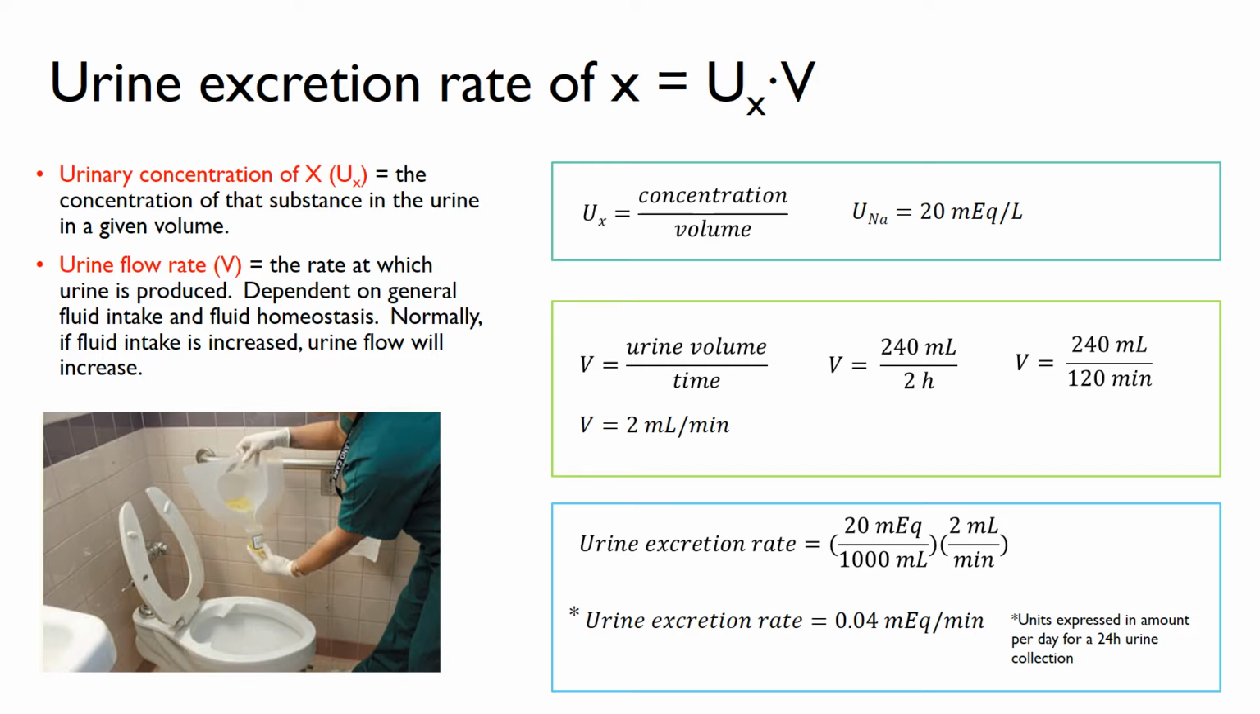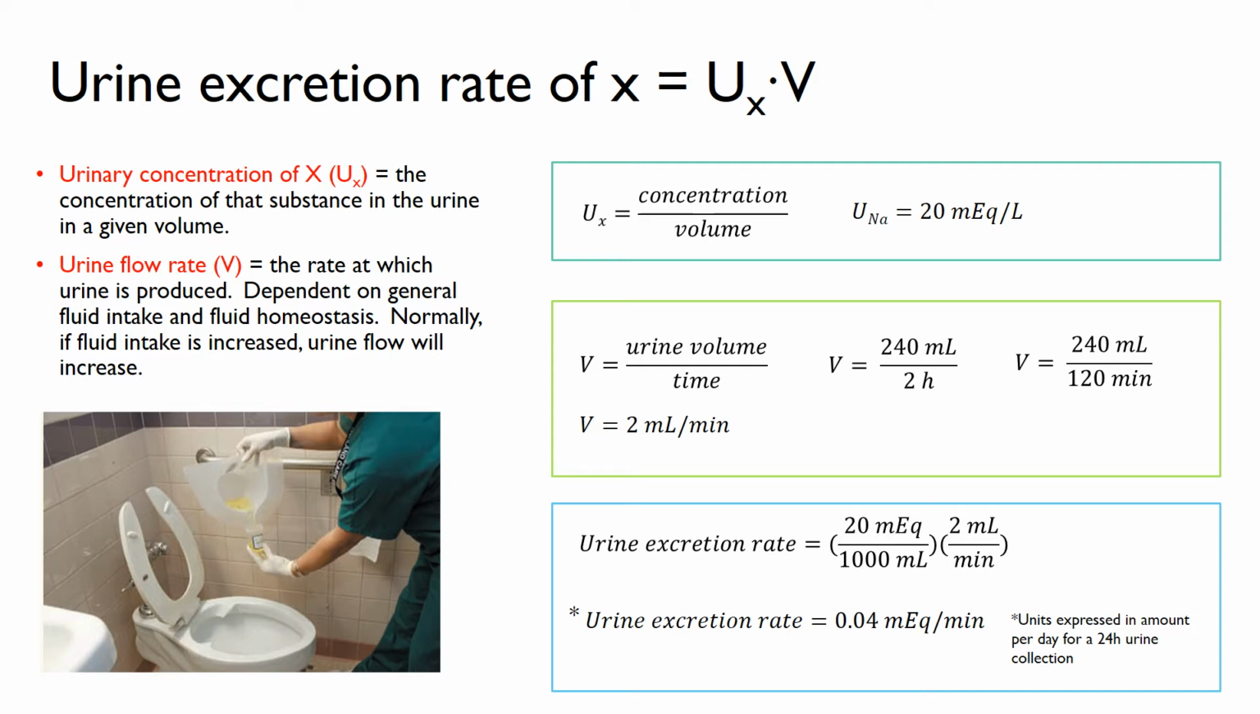Now, let's look at urine flow rate. Urine flow rate is a rate, but what does that rate really mean? Well, that rate is a volume of something, volume of urine, in a certain amount of time. Another rate would be miles per hour or kilometers per hour. Those are rates as well. So urine flow is volume in a certain amount of time. A very common example would be 2 milliliters per minute, meaning that you are producing 2 milliliters of urine every minute.